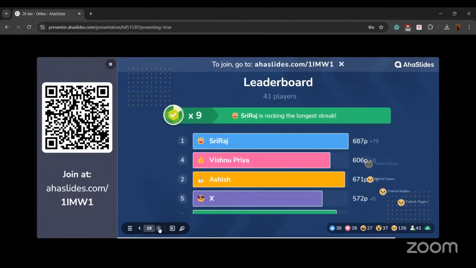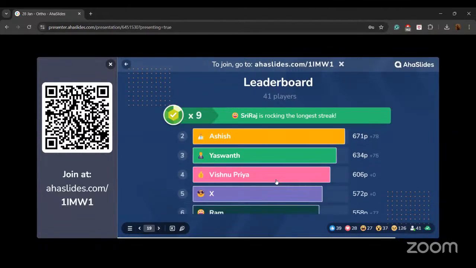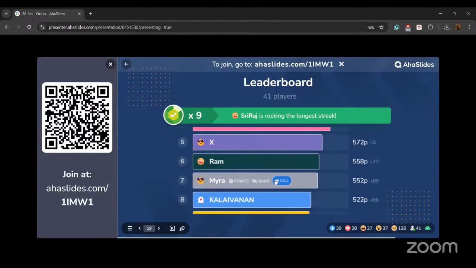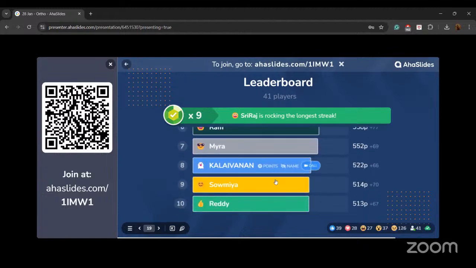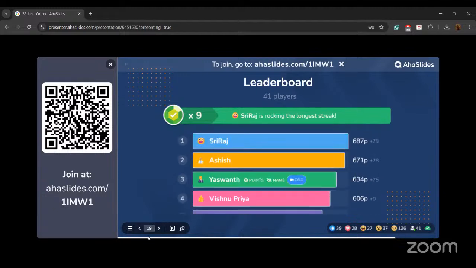Okay, we have small changes here. The first place goes to Sriraj. Then second place we have Ashish. Third place we have Yashwant, followed by Vishnu Priya, X, Ram, Myra, Kalaivanan, Soumya, Reddy, and Tanya. Also Hemant, the 11th place. Okay, guys, the final question, last question of the quiz.